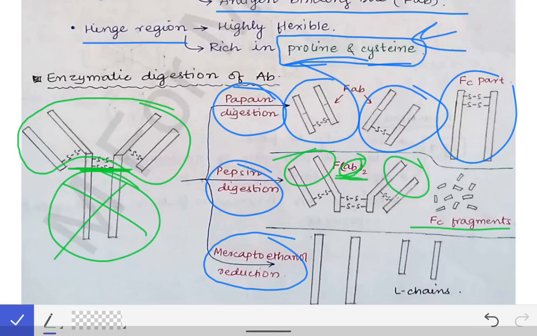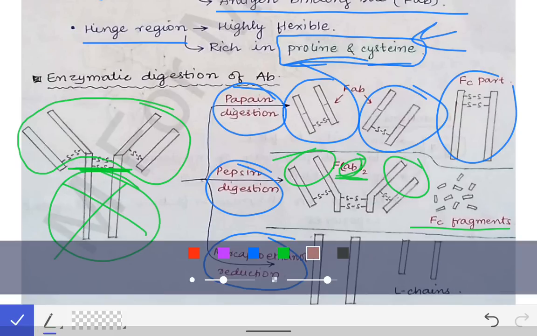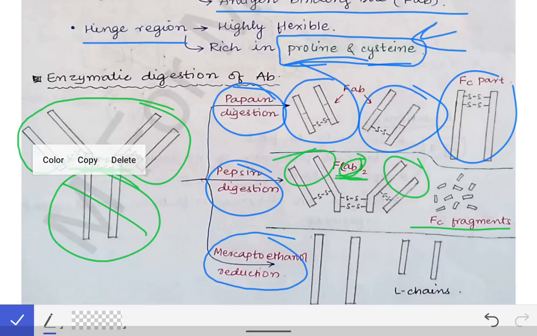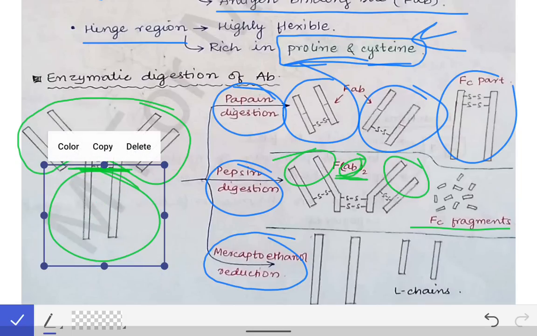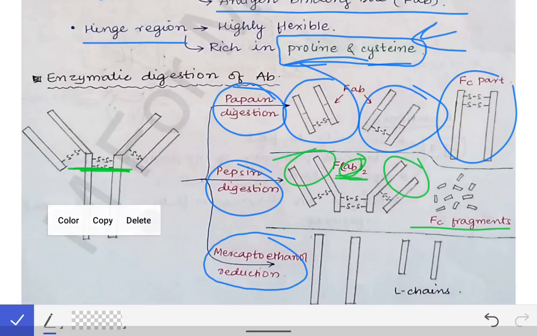Now come to the mercaptoethanol reduction. Mercaptoethanol breaks down all the disulfide bonds. As a result, all the heavy and light chains get separated from each other. So this bond is broken down, this is broken, this is broken, and this is broken.